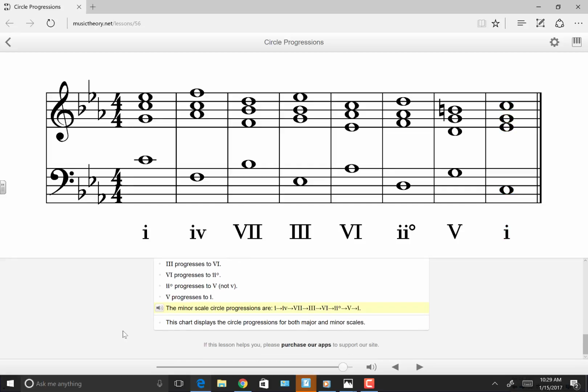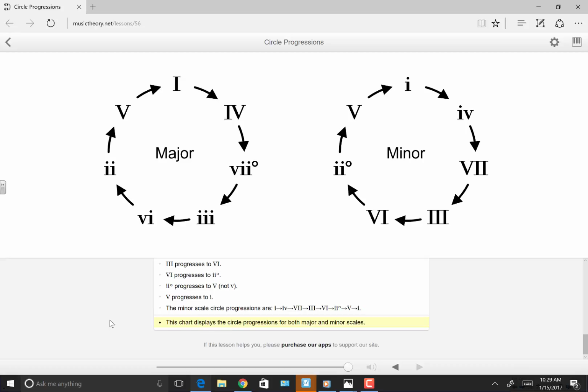So there's our minor scale circle progression. Okay, this is a chart that displays the circle progressions that we just saw for both major and minor scales. So if you travel clockwise around the major and the minor circle, you will have our telephone number of, after the 1 chord, 4, 7, 3, 6, 2, 5, 1. And those are great harmonic progressions.